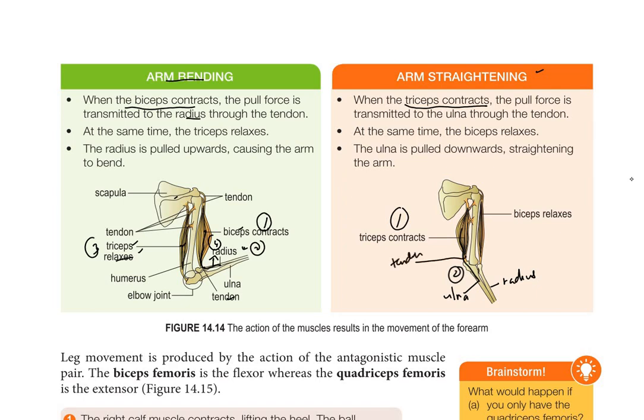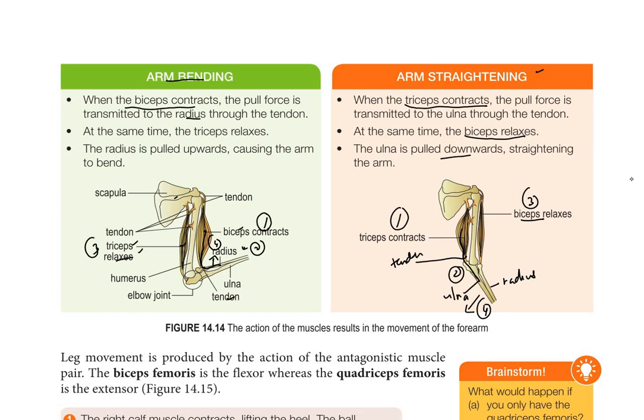Okay, so at the same time, the biceps relax. The biceps relax. So the ulna actually will pull downwards. It's pulled downwards. Okay, straightening the arm. So the ulna is pulled downwards, straightening the arms. So in this case, you must remember which muscle contracts. Triceps contracts, then the biceps will relax. Okay, and then the bones that are involved. So the bone here is ulna. So ulna is pulled downwards, straightening the arms.